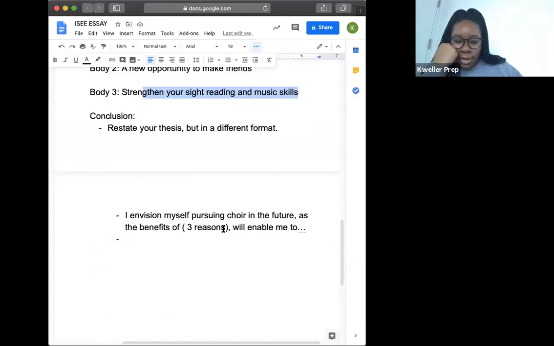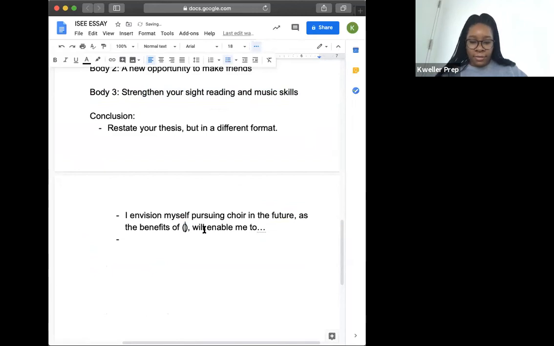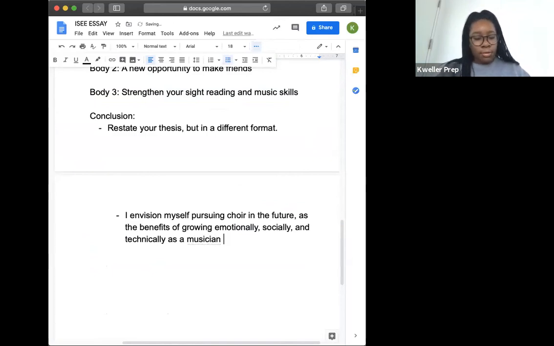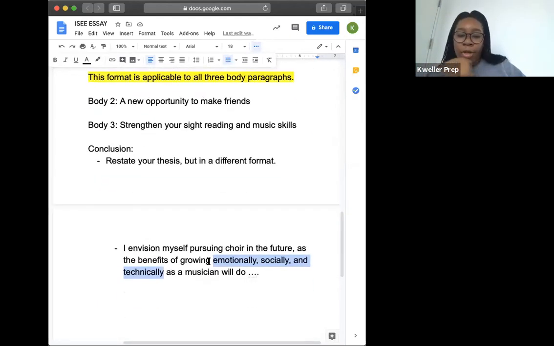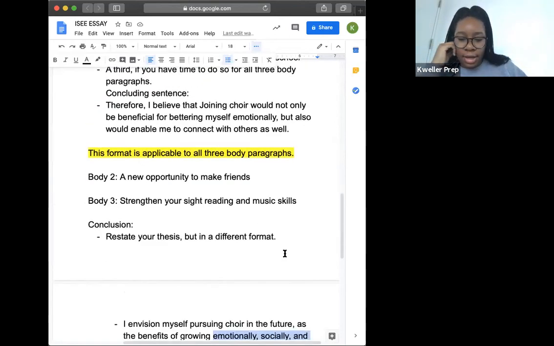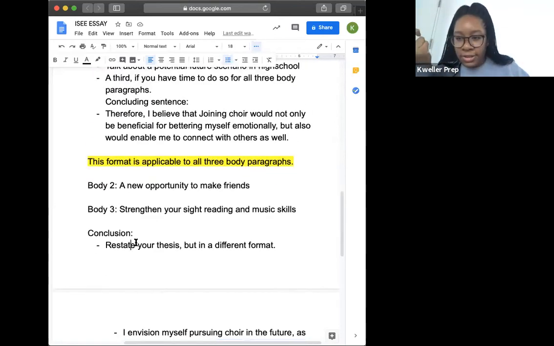So you could say, because benefits of growing emotionally, socially, and technically as a musician will do X, whatever, these are ideas. So we summarized our ideas in a very different way than what we did before. So here we talked about how music is emotionally fulfilling. So I said growth emotionally. That's like emotional. So in that way, socially is making new friends, and then technically is improving your technical musical skills.